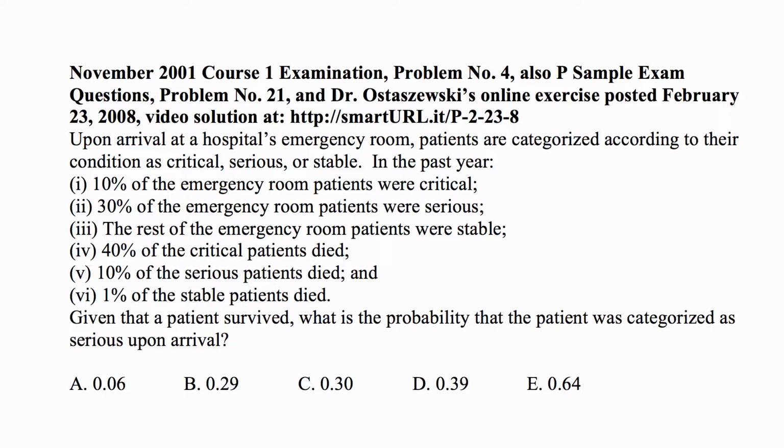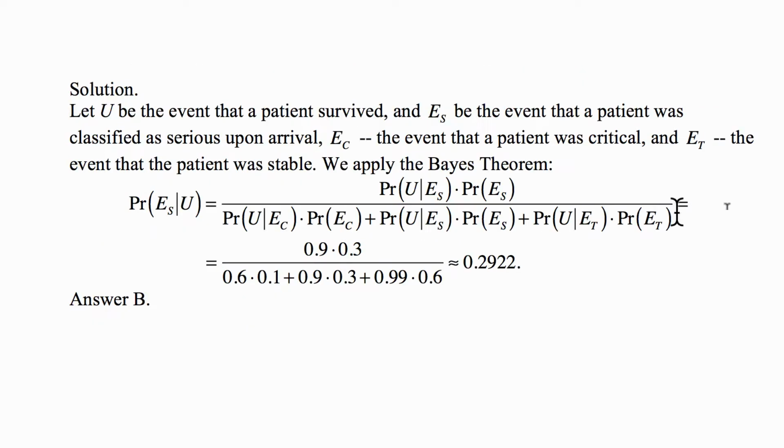And then we are asked for the conditional probability the other way around. We are asked for the probability that the patient was serious given that the patient survived. Anytime you see this flip-flop of probabilities, conditional one way in the problem and conditional the other way in the question, this is a Bayes theorem problem. You're going to apply the Bayes theorem to solve this problem. Remember, we begin by labeling the events, then figuring out the situation, and then working to solve it.